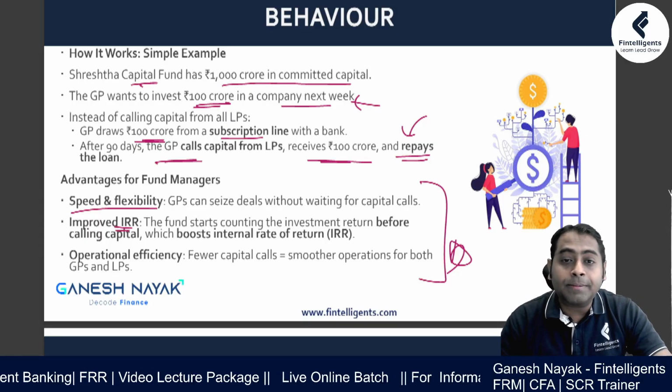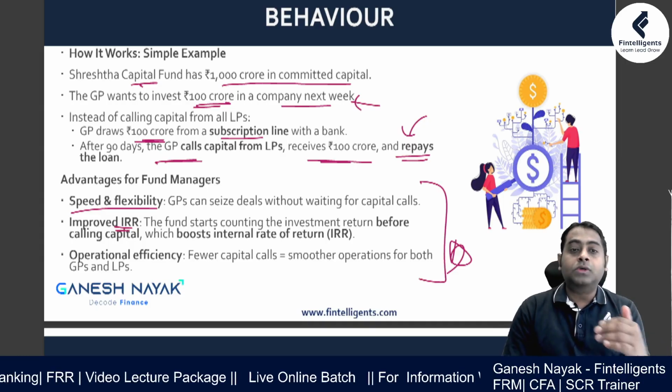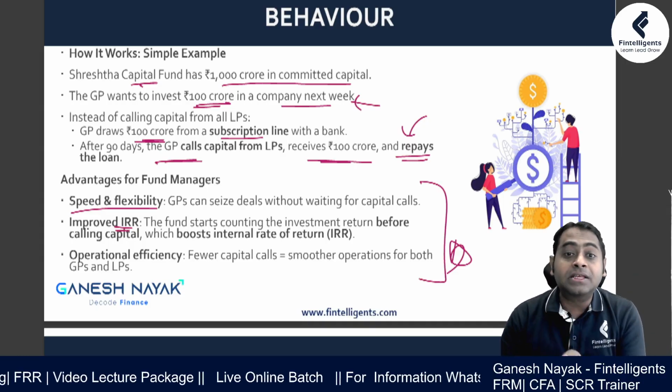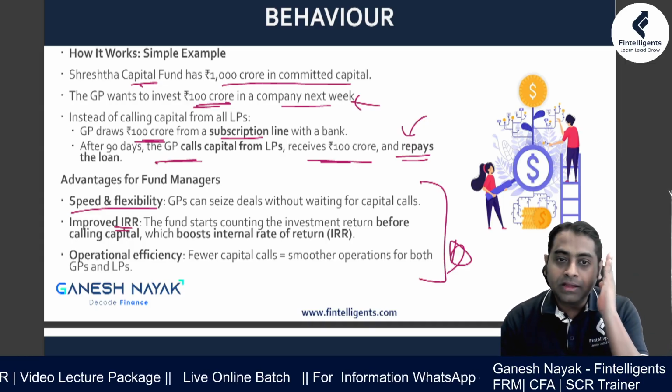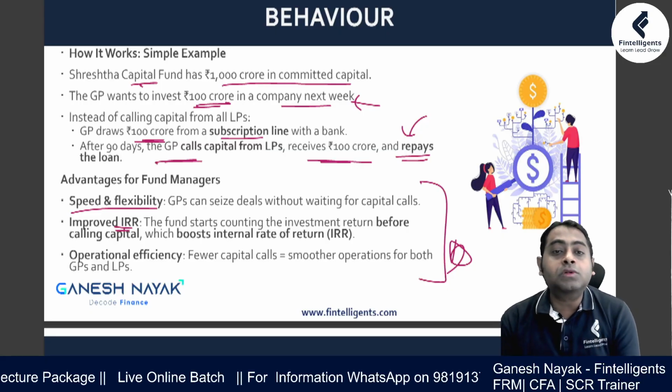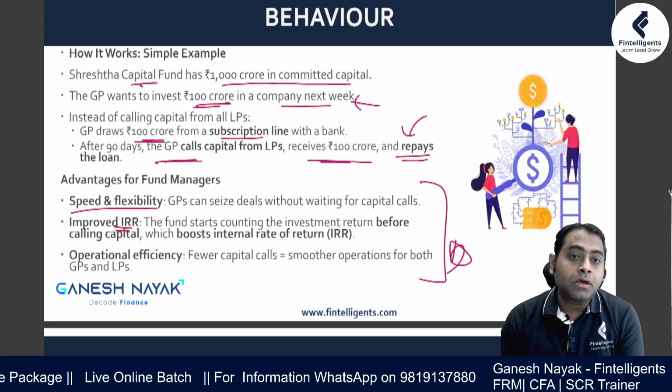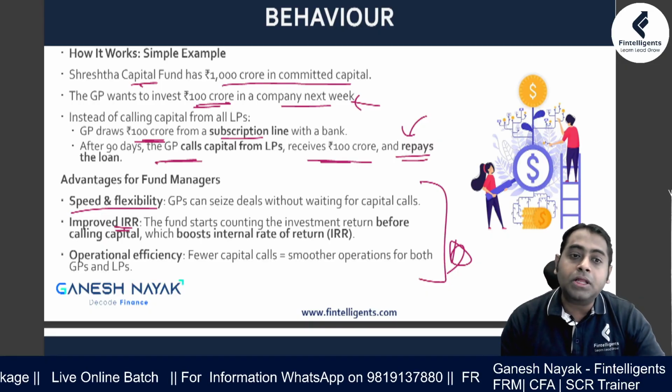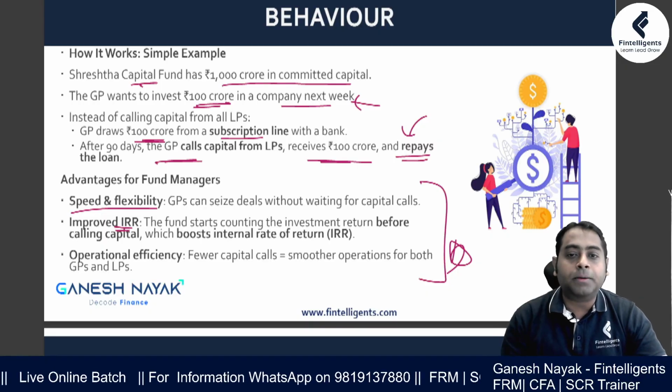Because what is happening? Suppose now after 90 days, the capital is coming from the LP. And when the LP is giving that 100 crore, you might exit in the next 1 month. And then you will say, oh, I invested 100 crore and we got 110 crore in 1 month. So your IRR will shoot up.